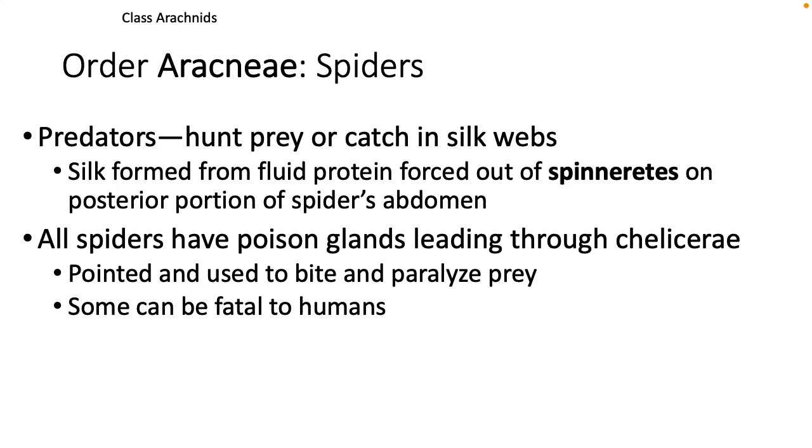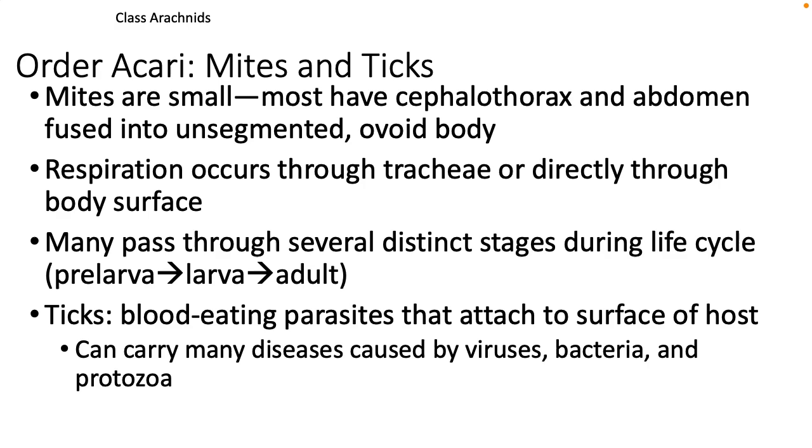I don't know. Okay, another order underneath the class arachnids is the Acari. This is your mites and ticks. Very, very small. Cephalothorax and abdomen. They have a round body or an ovoid body. Respiration is through the body surface or trachea. They go through several distinct stages in their life cycle: pre-larval, larval, adult. Ticks, which I'm sure you've all experienced, are blood-eating parasites that attach. A lot of them carry diseases. They carry viruses, bacteria, protozoa.